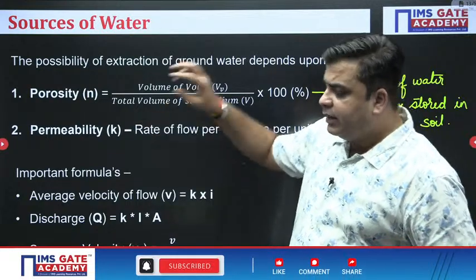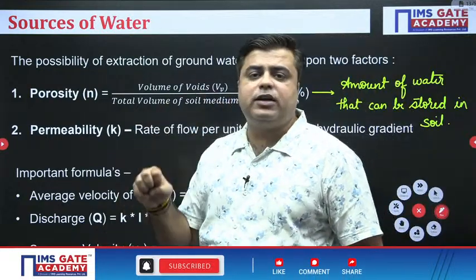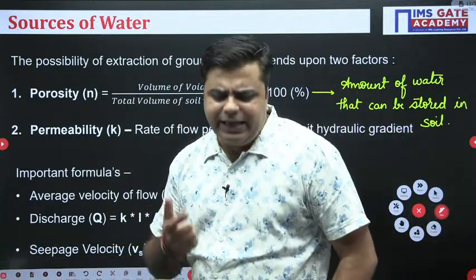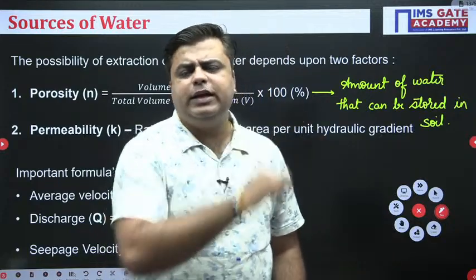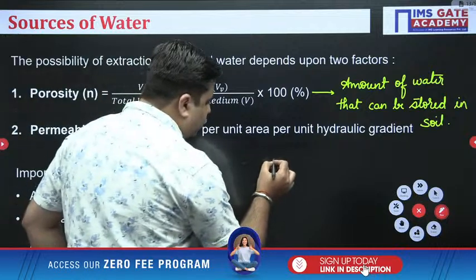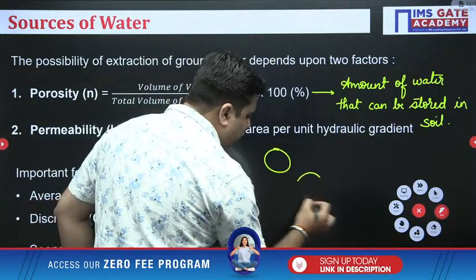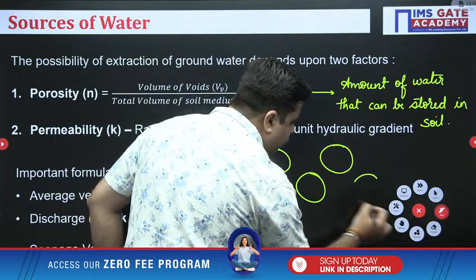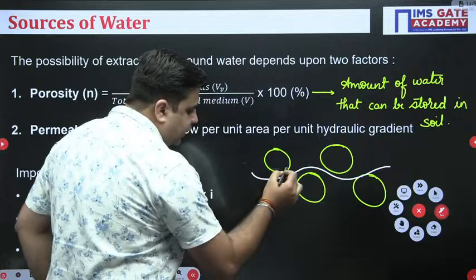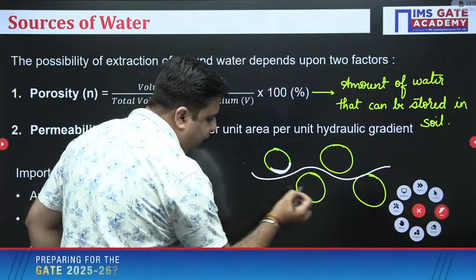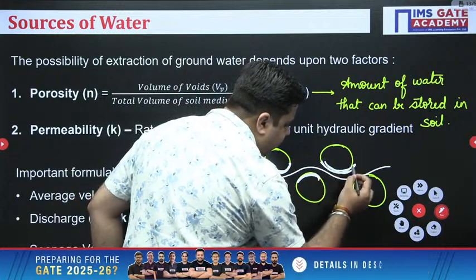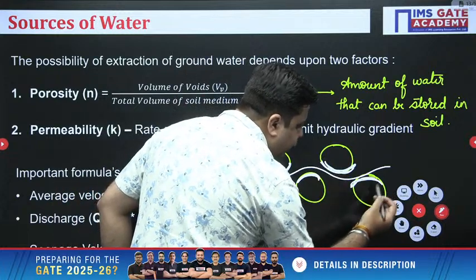Next thing is, the next factor that affects the extraction of this underground water is permeability. So usually we define permeability as the ease with which water can flow through the interconnecting voids. But here you need to understand one thing. When the water will be flowing through the interconnecting voids, the surface of the soil medium will apply friction over this flowing water.